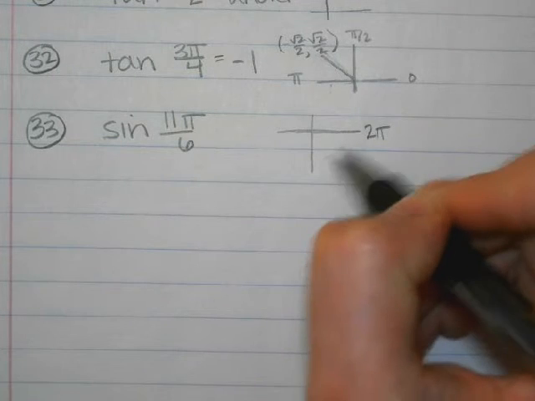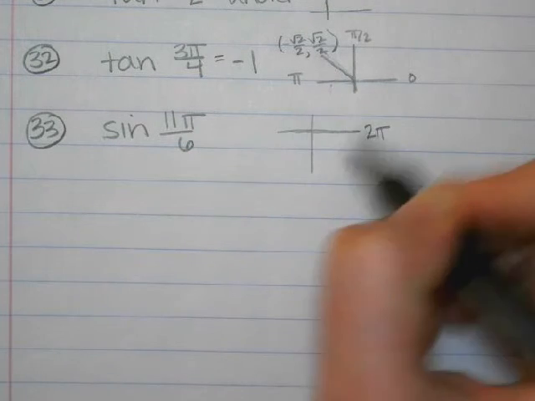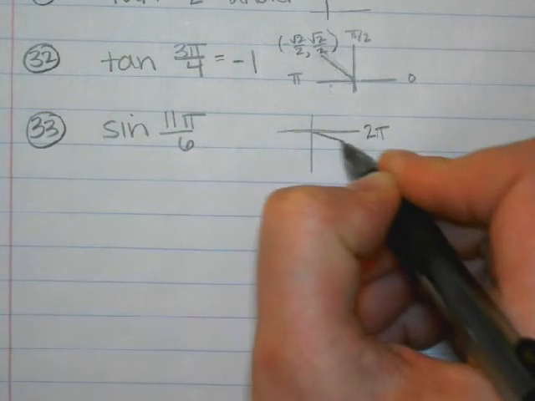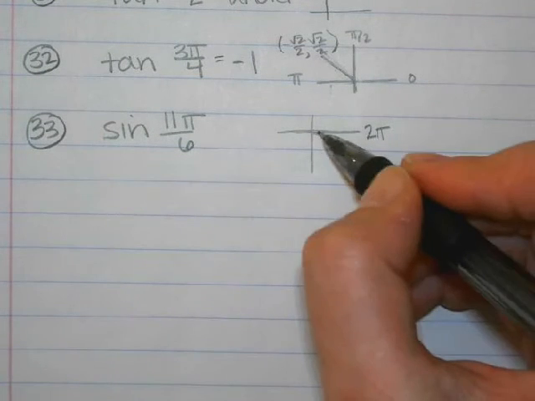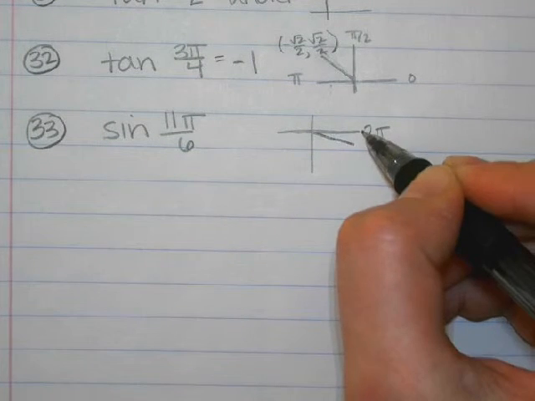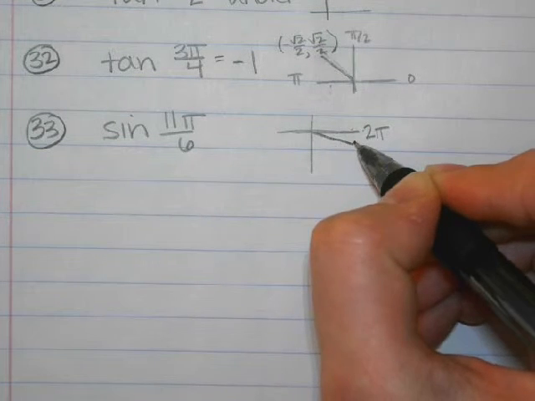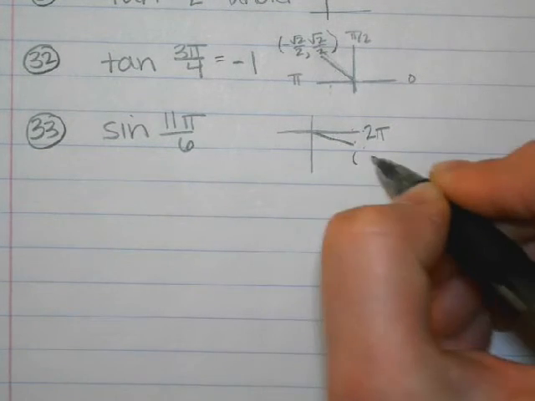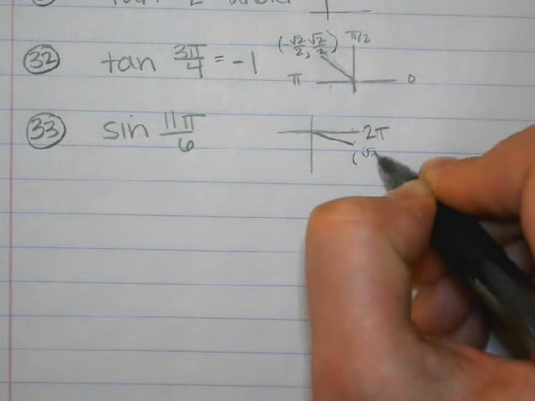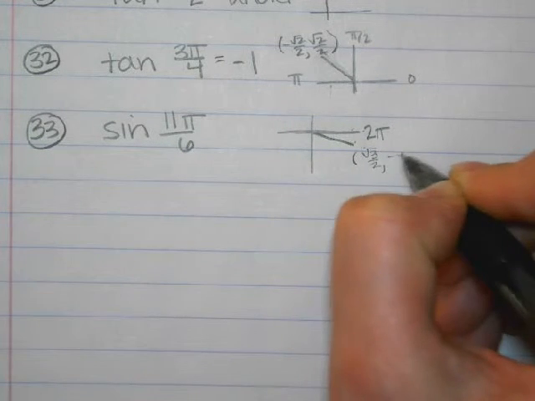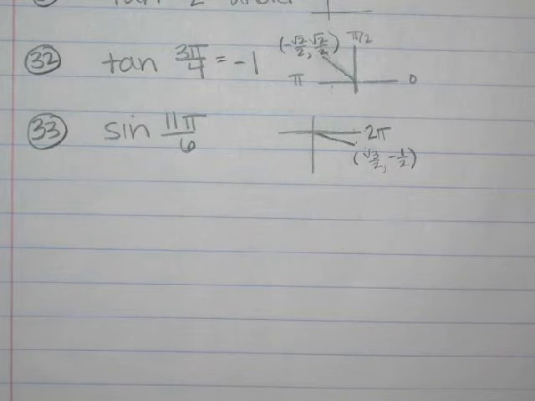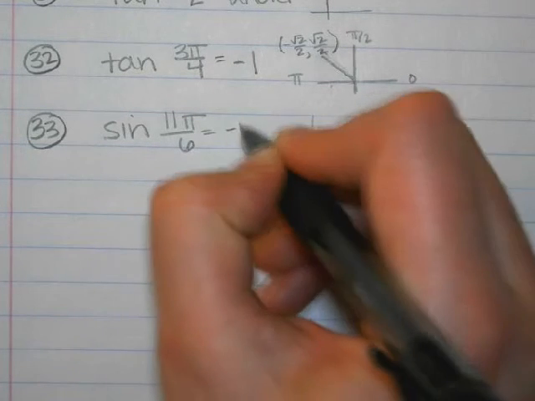Where in the 4th quadrant would it be? Very close to 2 pi. It'd be right here. So we're thinking to the right a lot, down a little bit. To the right a lot, down a little bit. So what point would that be? It'd be root 3 over 2 for the x coordinate, negative 1/2 for the y coordinate. And so this is negative 1/2.